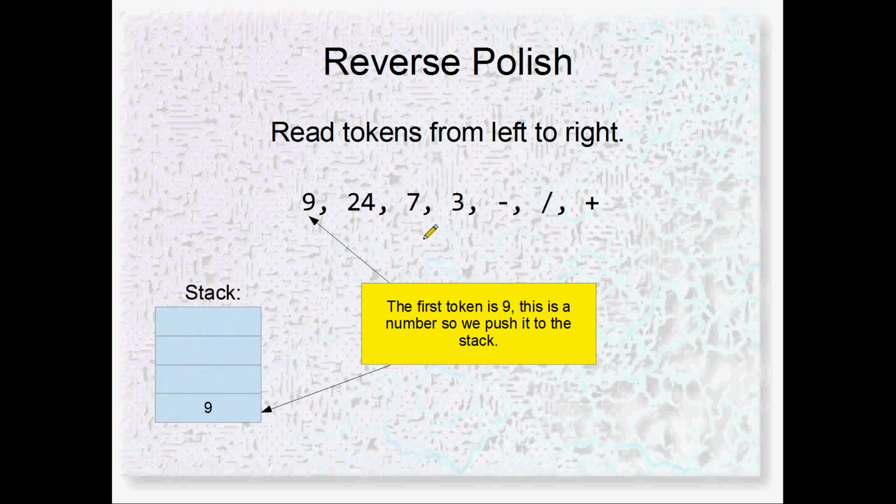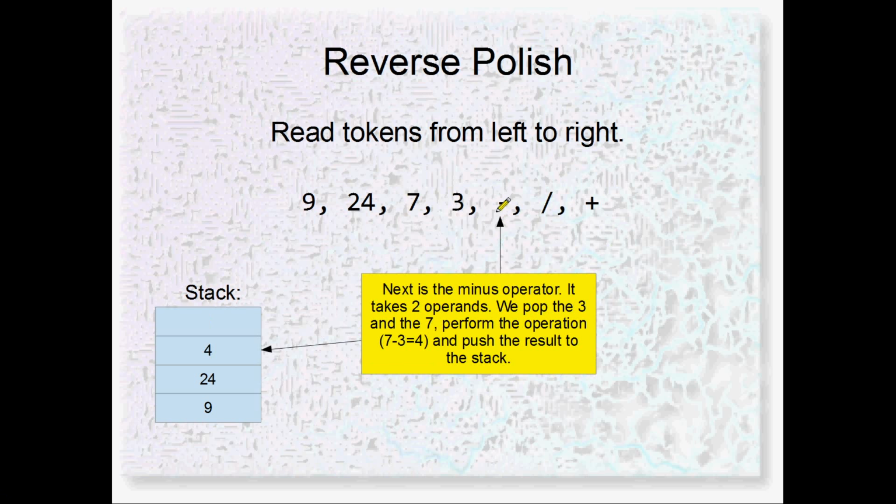Anyway, this is how you would read this reverse Polish expression. The first token is a number, so we set up a little stack. The first token is a number, so we push it to the stack. The next token is a number, so we push it to the stack. The next token is a number, so we push it to the stack. And of course 3 is a number as well, so we push that to the stack.